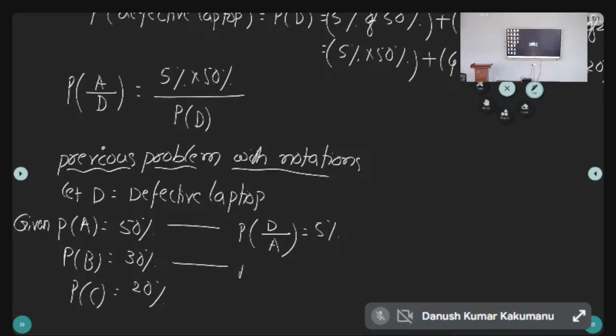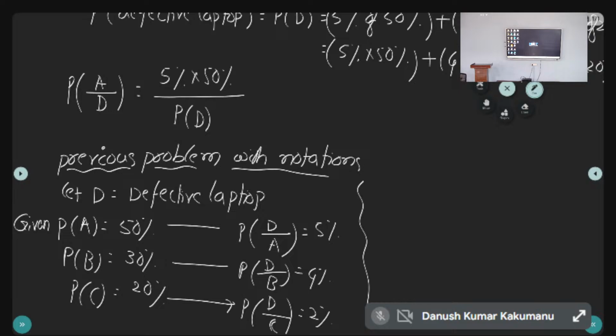Yes. Already type B are there, among them defective are 4%. Already type C are there, among them defective are 2%. Yes. Clear? Now for that question, same answer, and same answer with notation form.